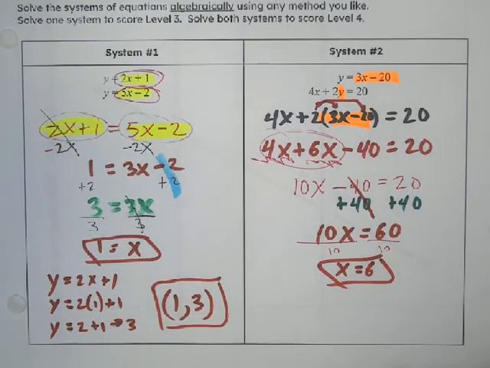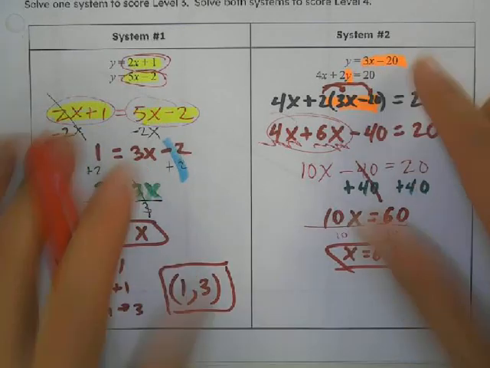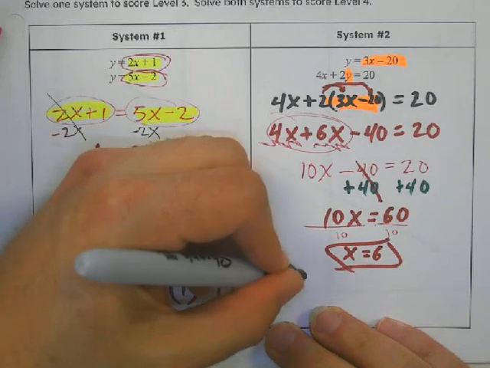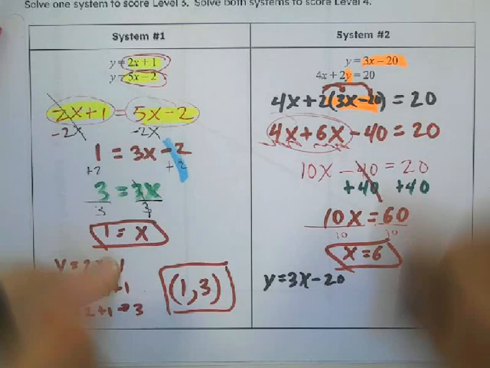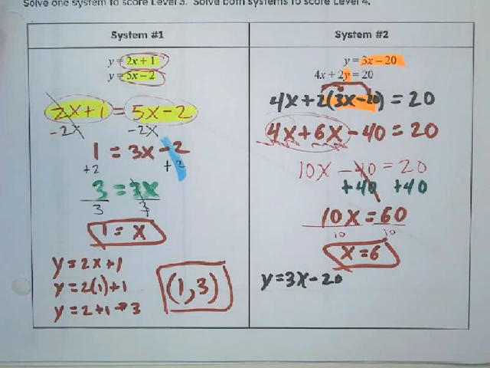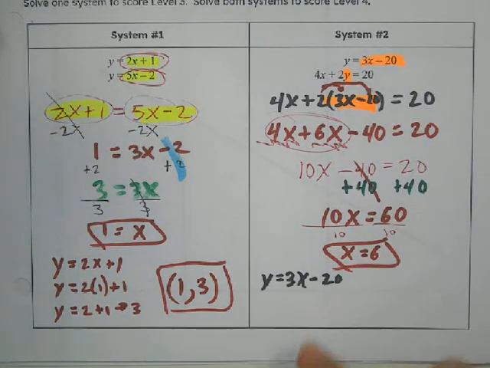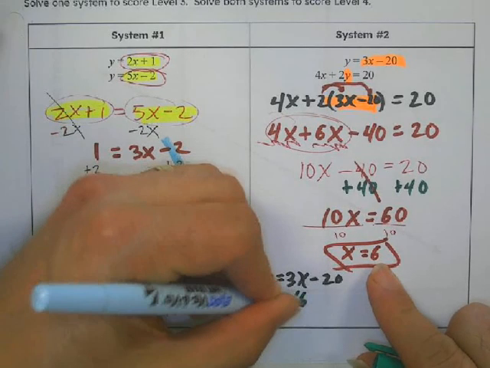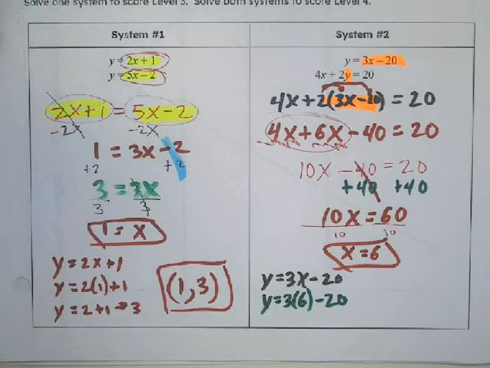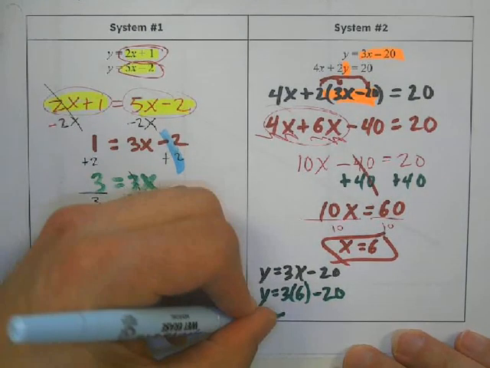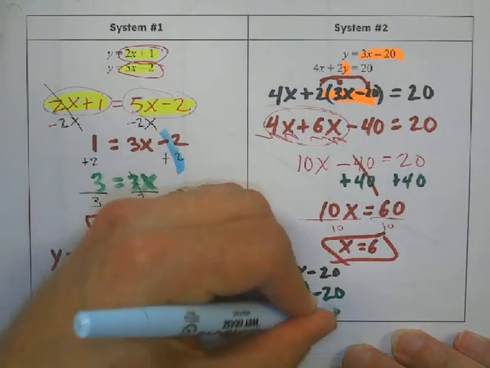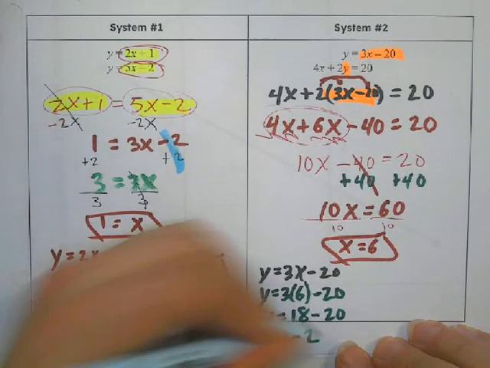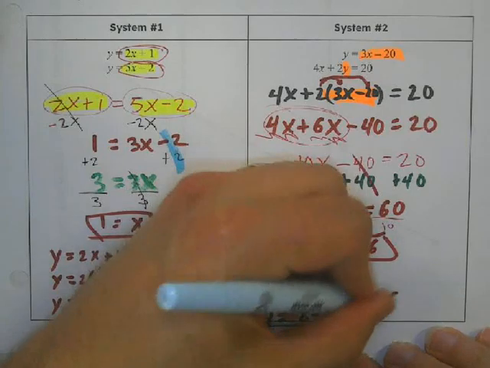Okay, and now that I know x equals 6, I can plug it back into the original equation, because we know y equals 3x minus 20, right? That's the equation that's up here. So I'm going to replace the x with 6, and I've got y equals 3 times 6 minus 20. Well, 3 times 6 is 18, so y equals 18 minus 20. So 18 minus 20 is going to give me negative 2. Okay, so my answer is 6, comma, negative 2.